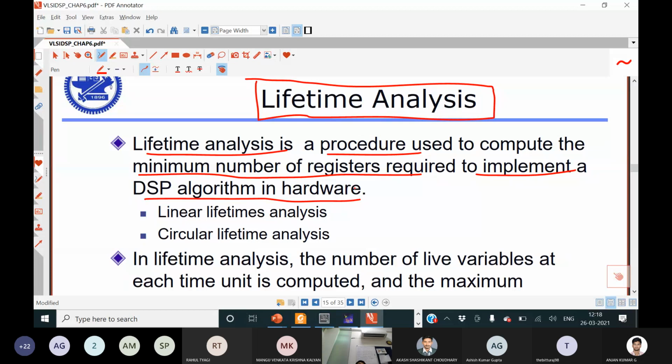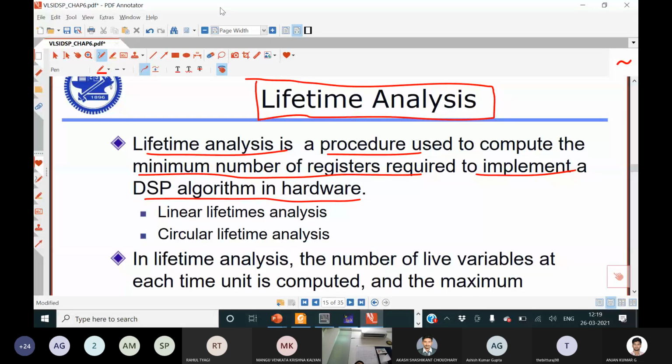Okay. So when we want to go for a register minimization technique, the first thing we need to identify is, for this particular functionality that we are going to optimize, how many minimum registers I need to use. So I need to find out the bare minimum registers required in order to preserve the functionality of my original DFG. For that you need to go for a lifetime analysis.